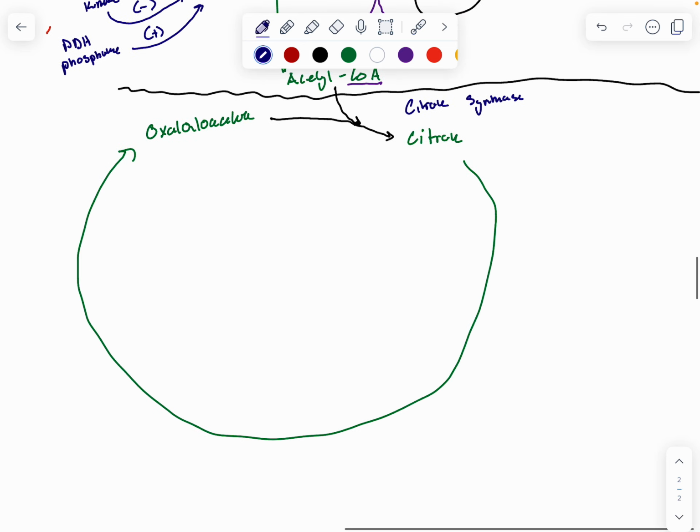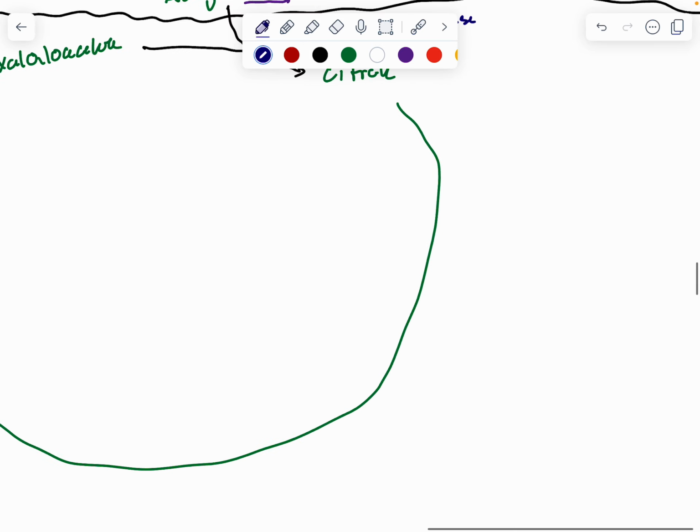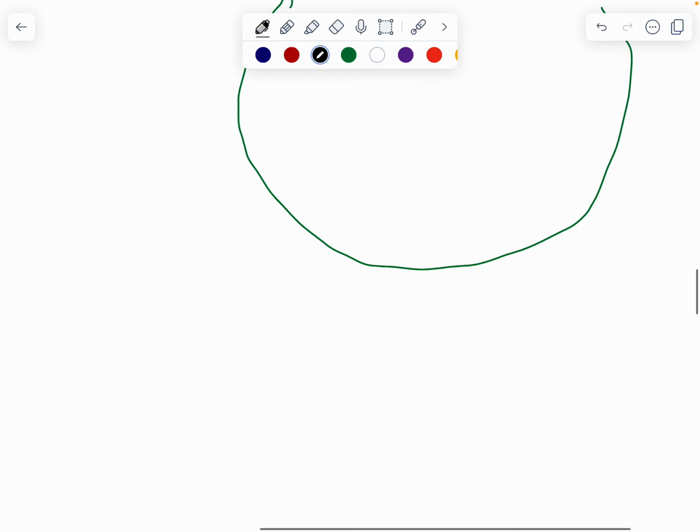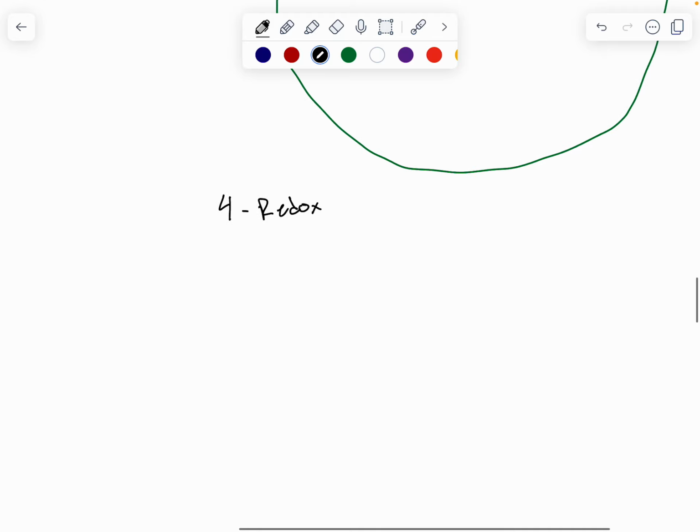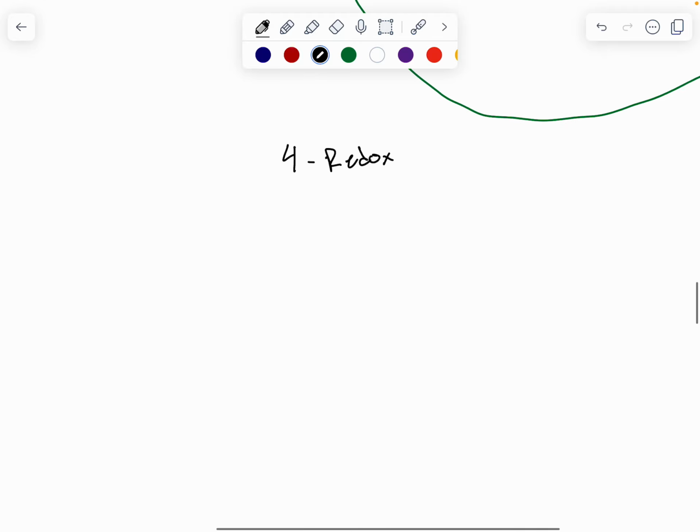So what big concepts do we need to know about the TCA cycle? Well, what we really need to know is we have 4 redox components involved with the TCA cycle. Per 1 turn, we consume 2 molecules of oxygen, and we also produce 2 molecules of CO2.